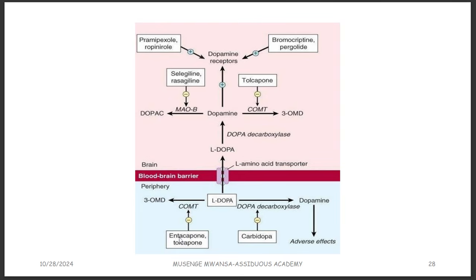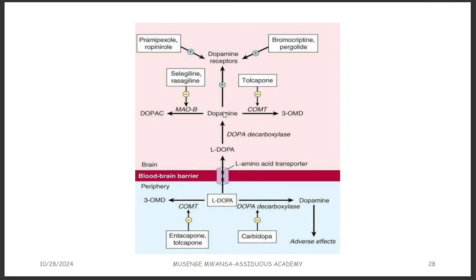But as you can see, entacapone can work here. Okay, it's working in the peripheral nervous system. But tolcapone, just think of it, "toto." It can work in the peripheral nervous system. It can as well work in the central nervous system by inhibiting the breakdown of dopamine to its metabolite.